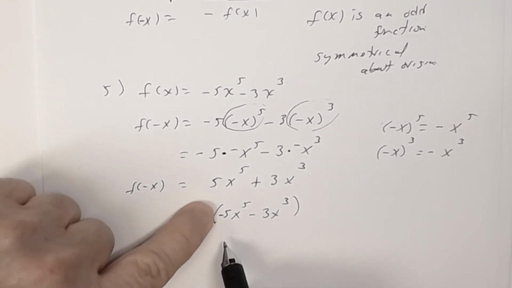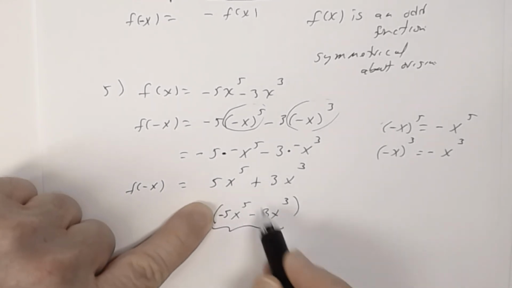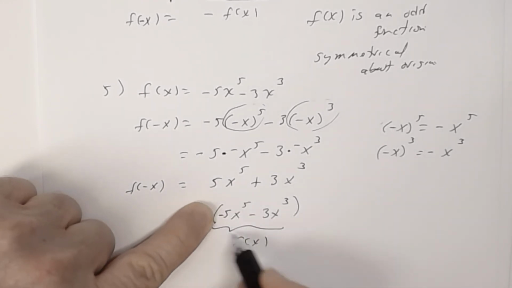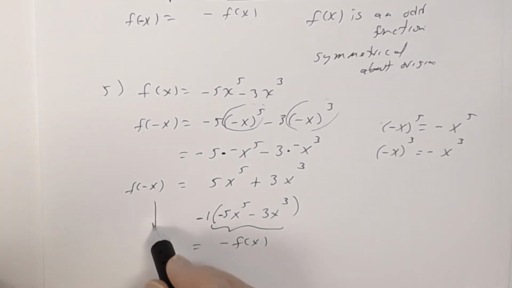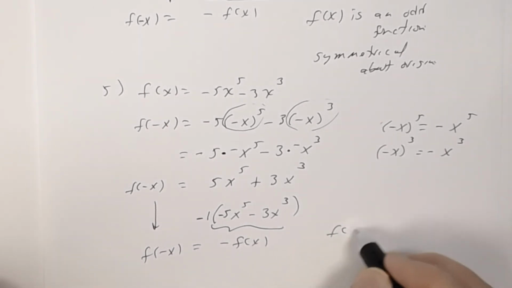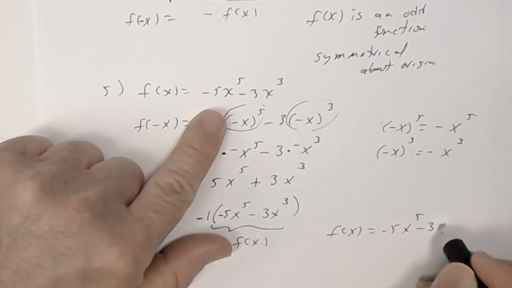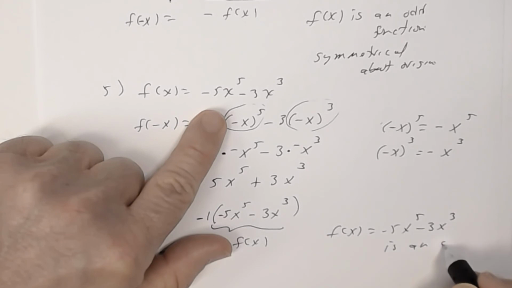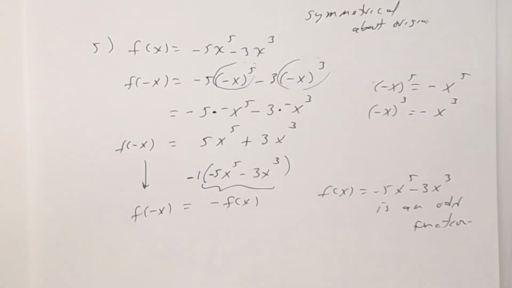So if I cover this part up, isn't this this? So this piece right here is f of x, right? But what's in front of this? Right here. And so what I found is this, that f of negative x is the opposite of f of x. So that means that f of x, which equaled negative 5x to the 5th minus 3x cubed, is an odd function. That's what I just found. So it is symmetrical about the origin. Okay? All right, let's do number 6.